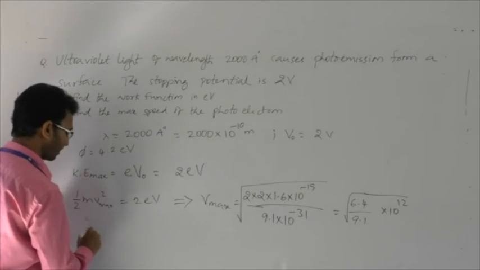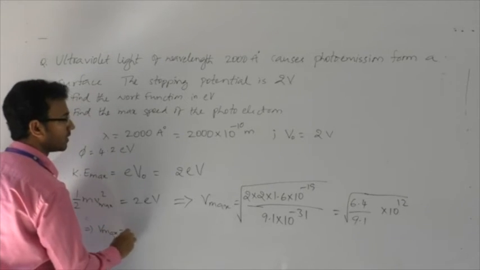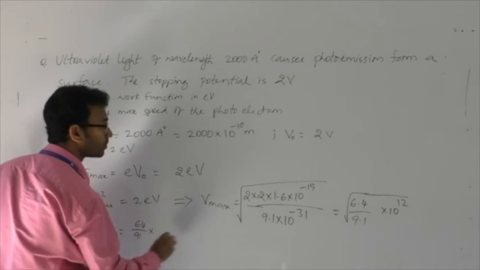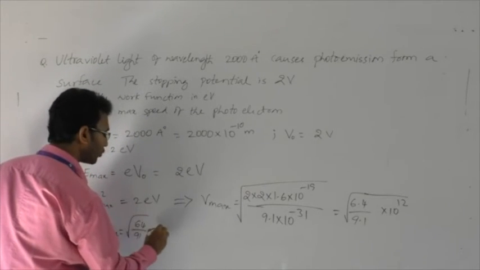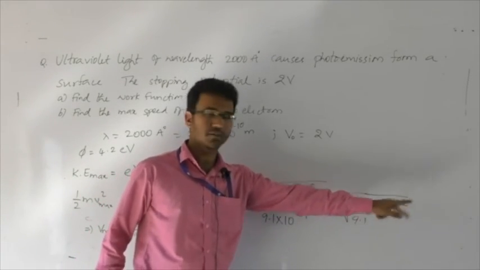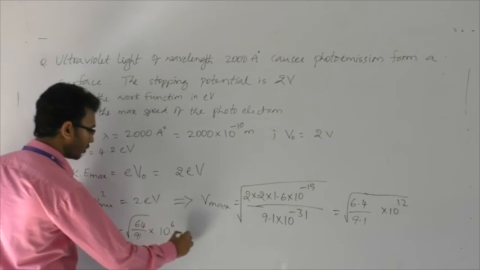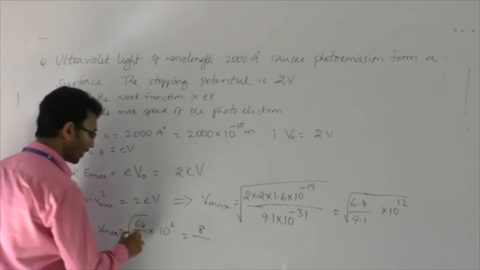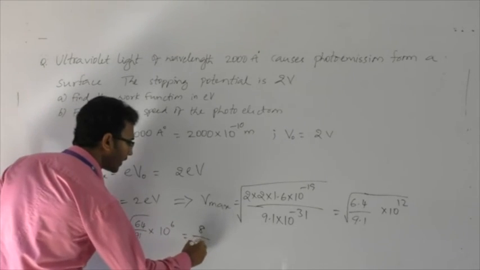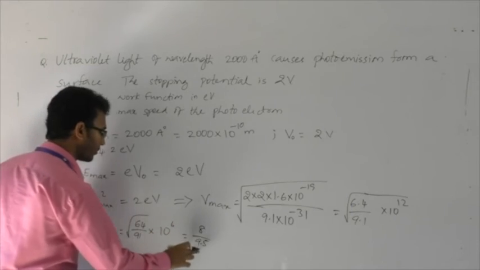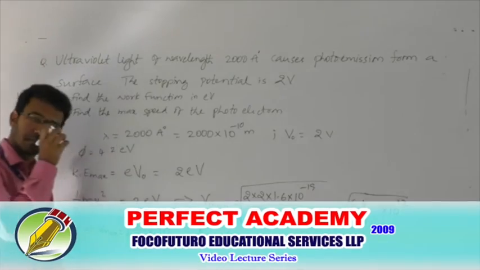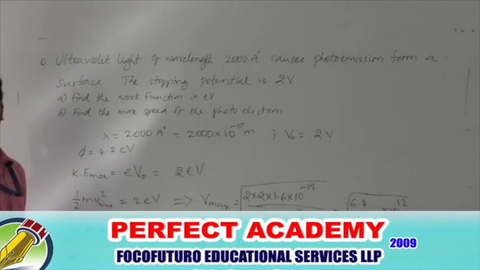Implies v max, again write it as 64 divided by 91 under root into 10 power 6. I am taking this power of 10 outside the square root, so it becomes 10 power 6. Root 64 is 8 divided by root 91. Root 91 is roughly 9.5, approximately. So 8 divided by 9.5 into 10 power 6 meter per second. You simplify this, you will get the exact value. So this is how we do it.